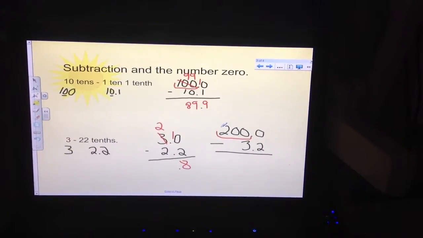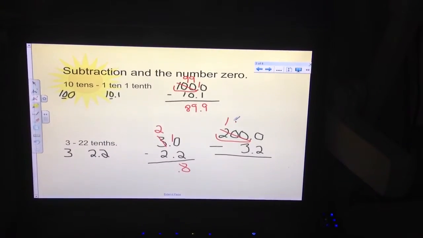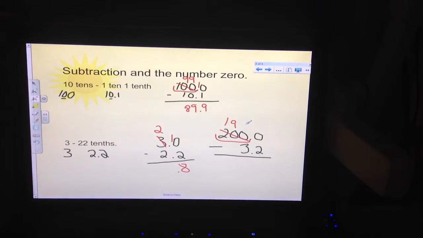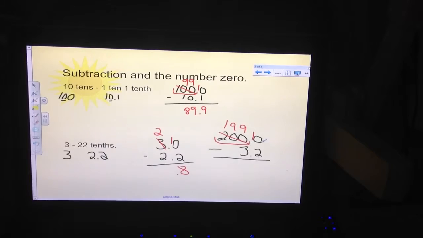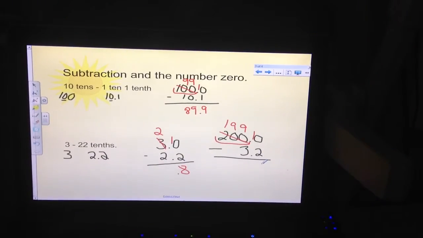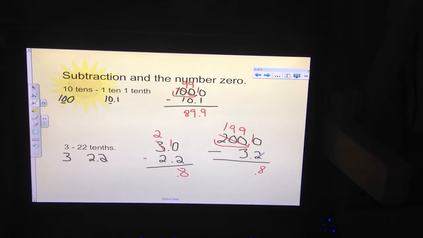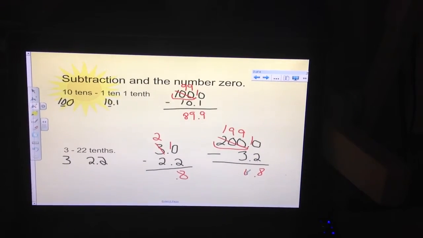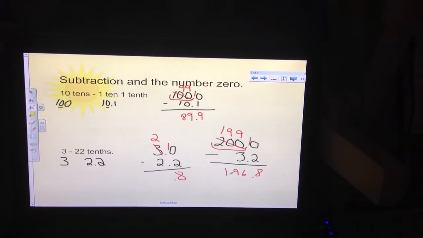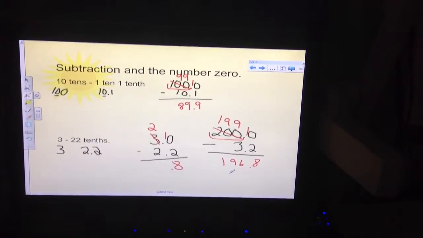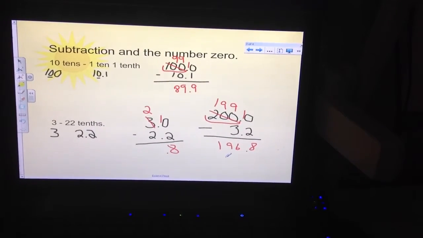200 minus 1 is going to give me 199. And my 1 is in the form of a 10. It comes over here. 10 minus 2 is 8. 9 minus 3 is 6. 9 minus nothing is 9. And 1 minus nothing is 1. So I end up with 196 and 8 tenths.